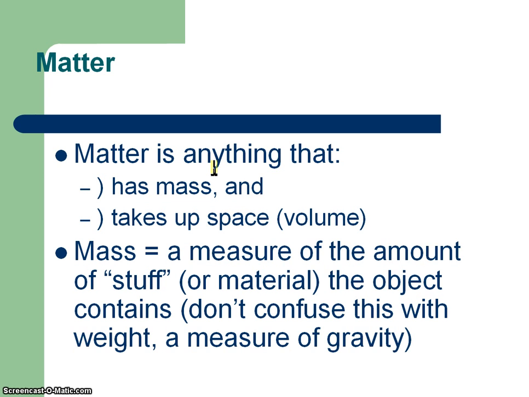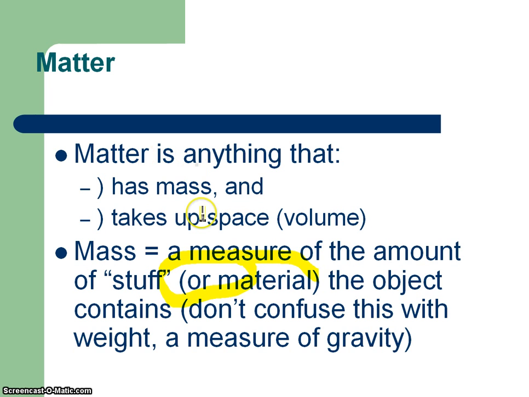Matter is anything that has mass and takes up space. Volume, that's a basic definition for it. Now, mass is a measure of the amount of stuff or material the object contains. Just about everything has mass, so just about everything has matter. I really can't think of an example of something that does not have mass.